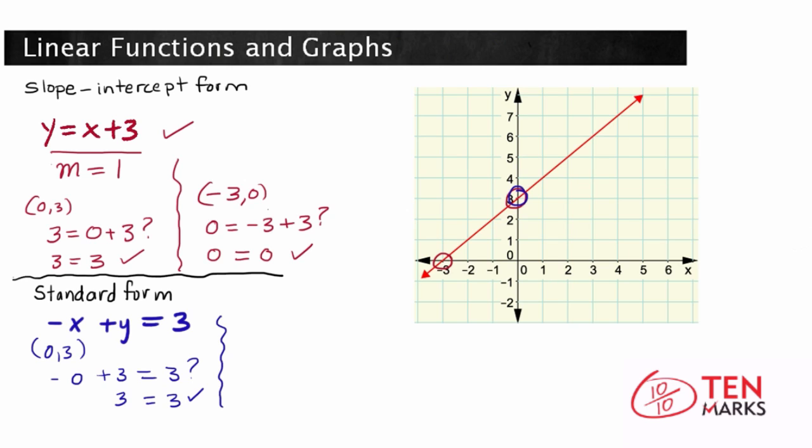Now let's check one more point. We'll use the x-intercept again. The x-intercept is negative 3, 0. We'll substitute negative 3 in for the x value and 0 for the y value, and we'll check to see if the equation is true. The opposite of negative 3 is positive 3, and 3 plus 0 equals 3. So this point is on the line also. Since both of these points satisfy this equation, we know that this equation is also an equation of this line.